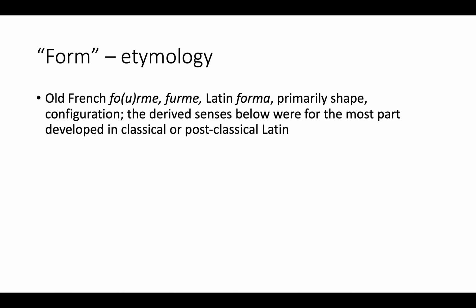Etymology is a term meaning the history of the formation of a word, like where it comes from in terms of its linguistic past. So where the word form in English comes from. Most explicitly, it's from the Old French, forme, from the Latin. So through French, from the Latin forma, which meant or means primarily shape or configuration.